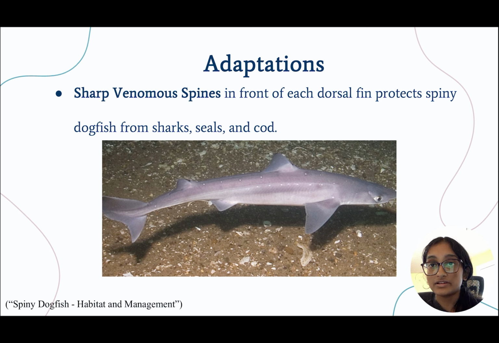And the reason why they're called the spiny dogfish, as I prefaced in the beginning, is because they have sharp venomous spines in front of each dorsal fin. The dorsal fin is the top two fins closer to the head of the Carolina dogfish. This protects the spiny dogfish from sharks, seals, and cod, which are usually their main predators.